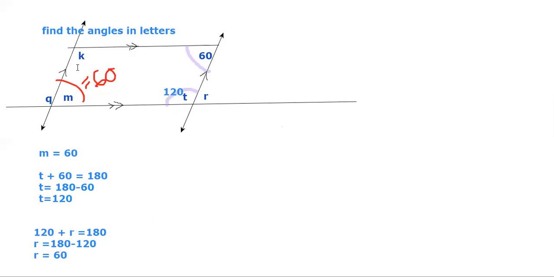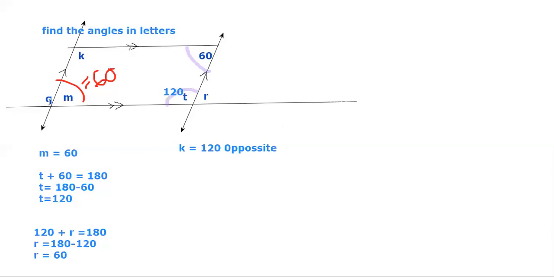What about K? K is easy. K equals 120. Why? Opposite. Opposite. Forgive me with my keyboard. The letters are mixed up, okay? So opposite. And then M, remember M was equal to 60 because they're opposite. So we are done.